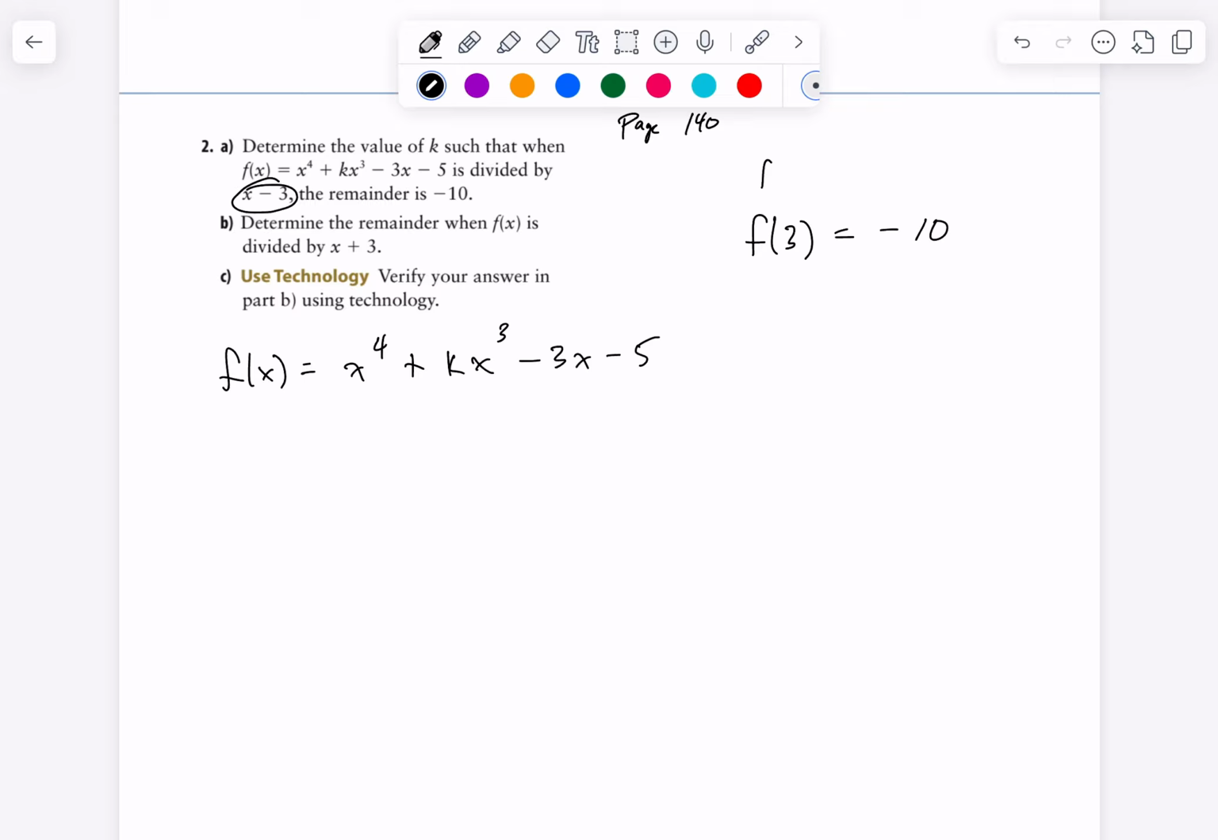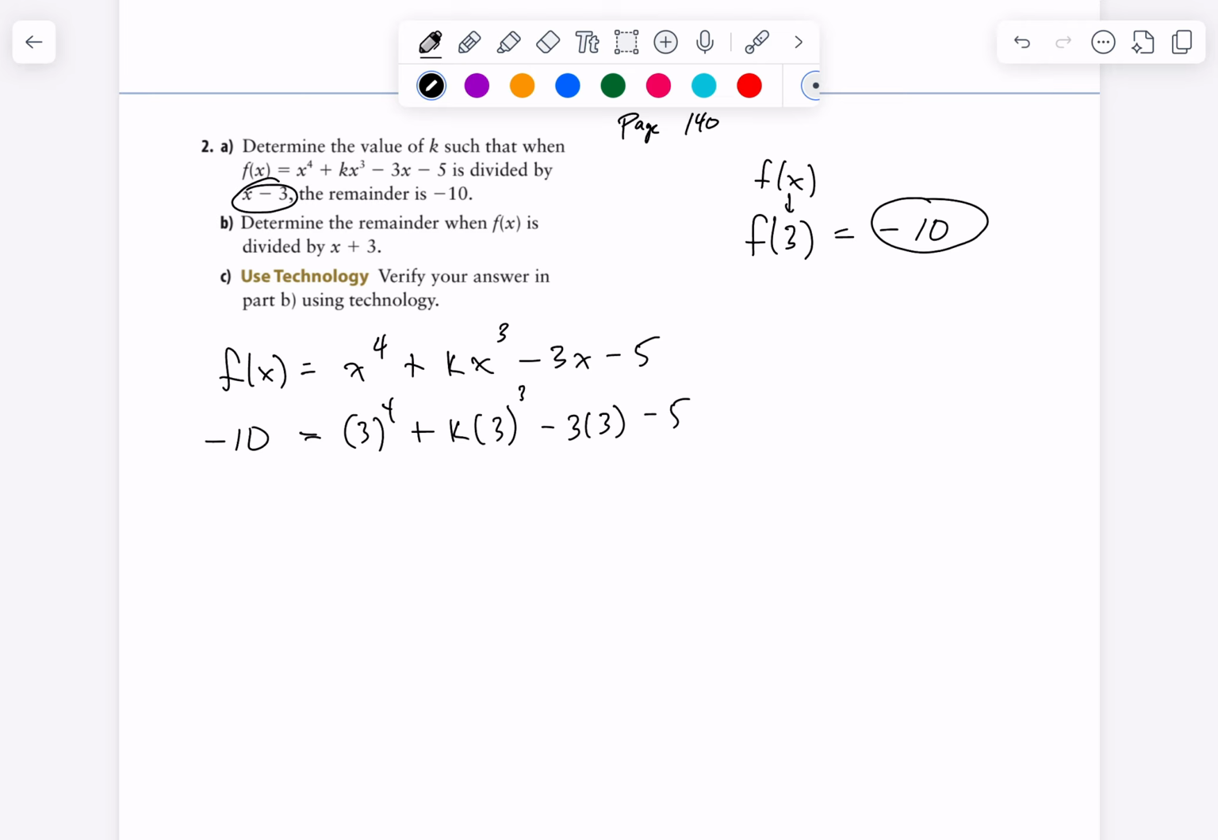Okay, so this is essentially like f of x. And so what I'm going to do is replace x with 3, and then the value of the function f of x is -10. So I'm going to go -10 is going to equal, and everywhere I see an x, I'm going to put a 3. 3 to the power of 4 plus k times 3 cubed, and then minus 3 times 3, then minus 5.